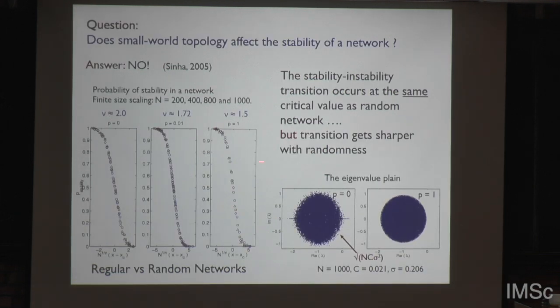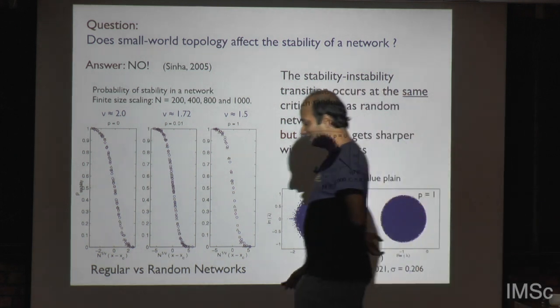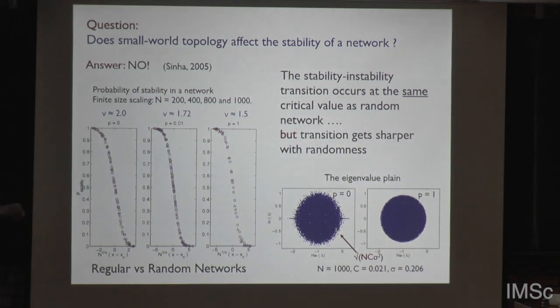So it turns out that it actually does not. Here we have shown the probability of stability as a function of connection density, and you can see that as you go from a regular network to a random network, pretty much the transition happens exactly at the same critical value of the connection density.